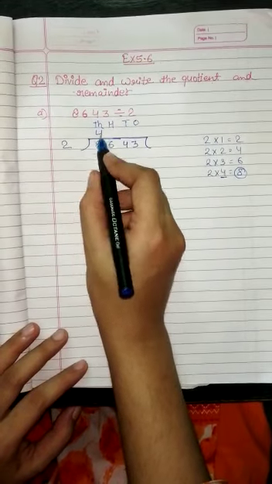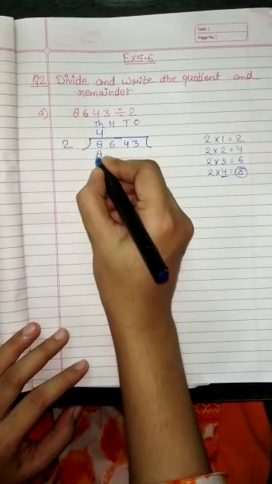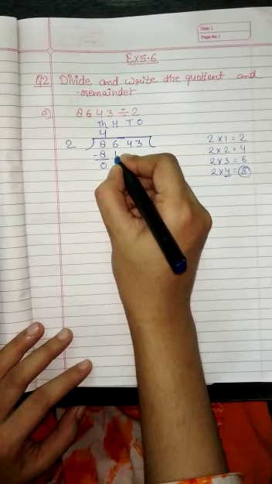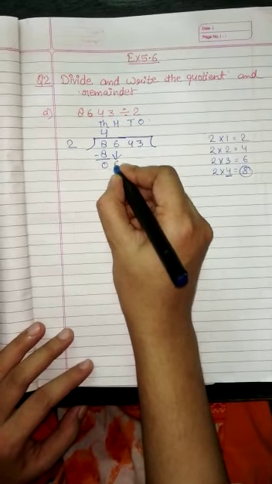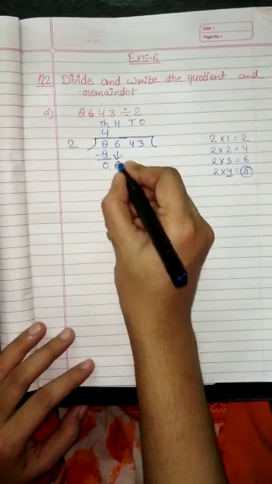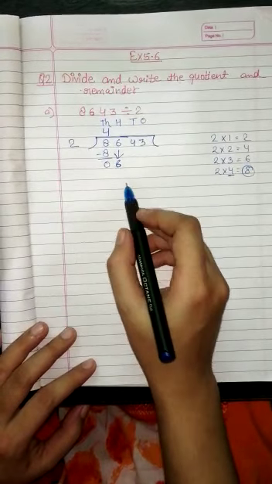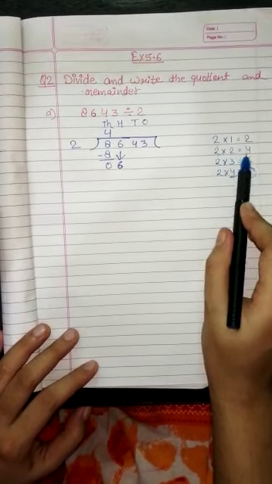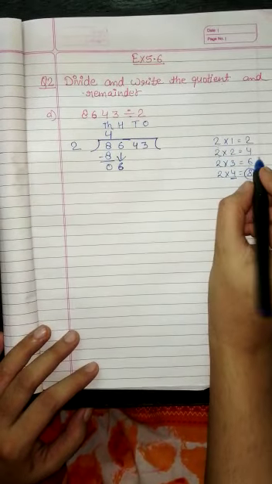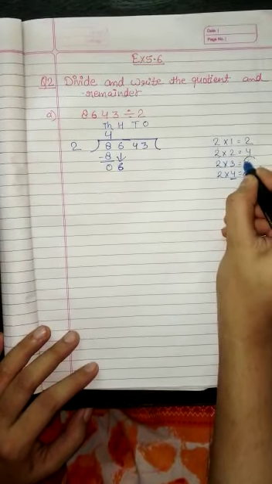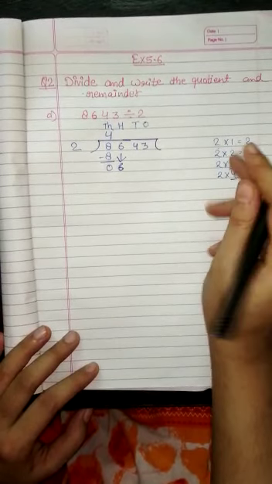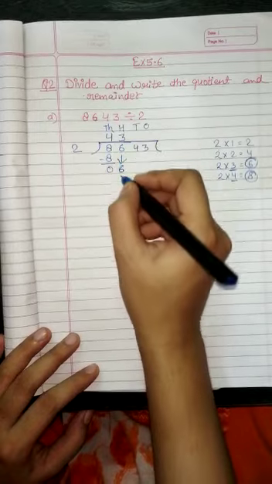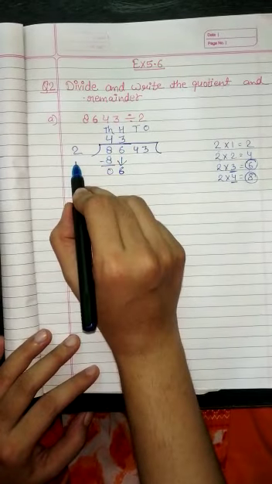Now we'll multiply the divisor with this number. 2 fours are 8. We'll subtract, 8 minus 8 is 0. Now we'll bring down the next digit. The next digit is 6. Let's read out the table of divisor once again. 2 ones are 2, 2 twos are 4, 2 threes are 6. You can see 6 is occurring in the table of 2 how many times? 3 times, right? So we'll write 3 in hundreds place.